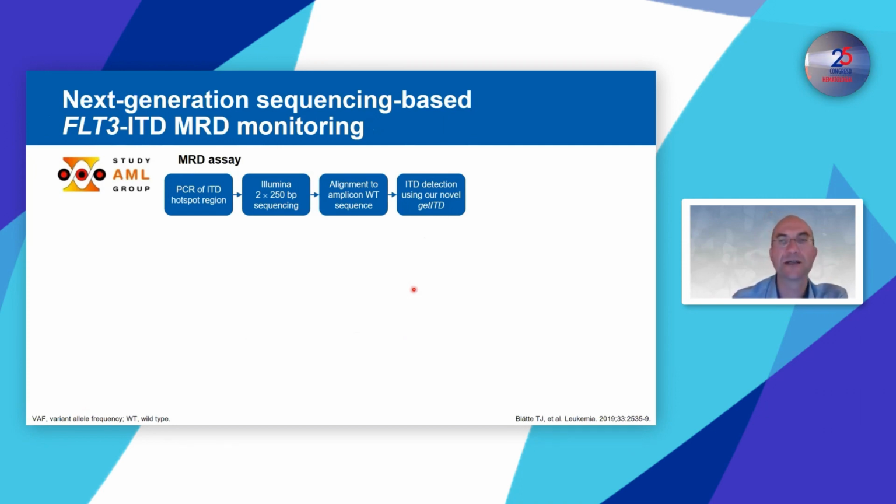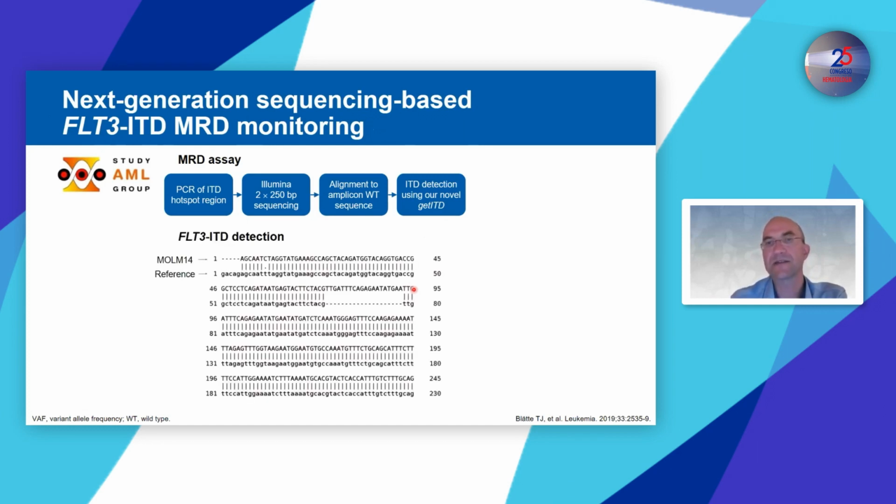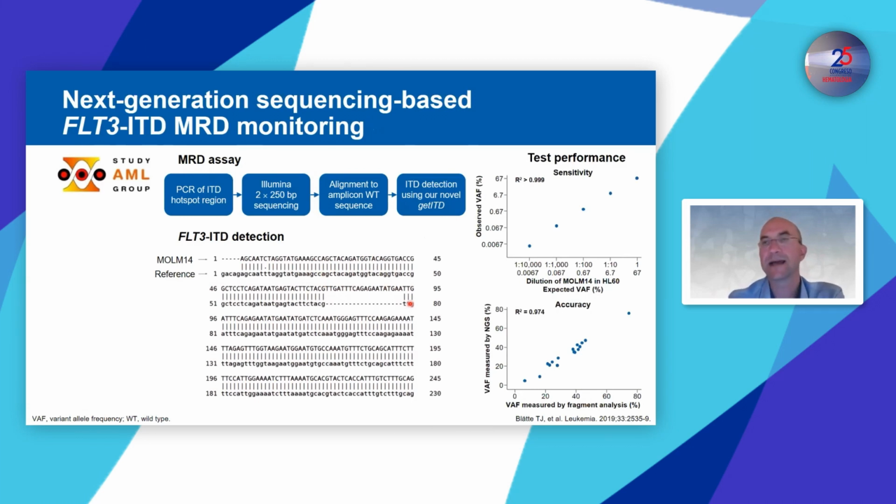And so, as I mentioned, to monitor that very effectively at high sensitivity and specificity, we have developed a combined PCR and next generation sequencing approach with which we really can detect these internal tandem duplications and do this at a high sensitivity and accuracy.